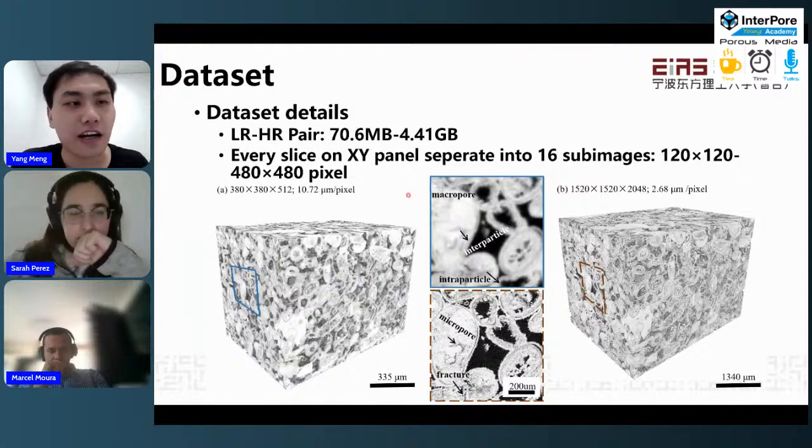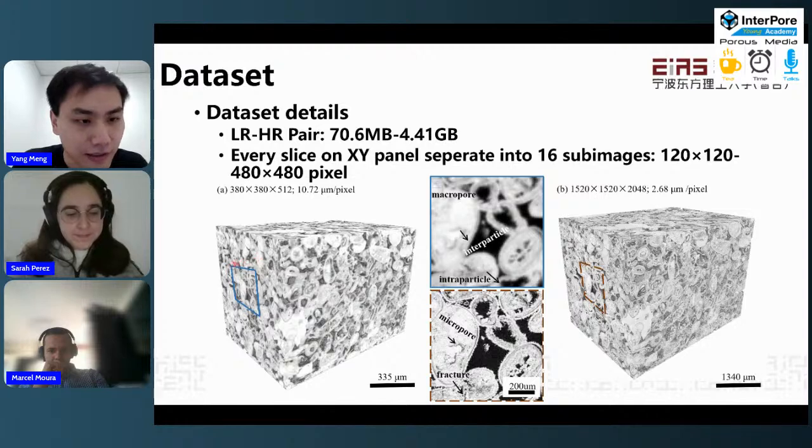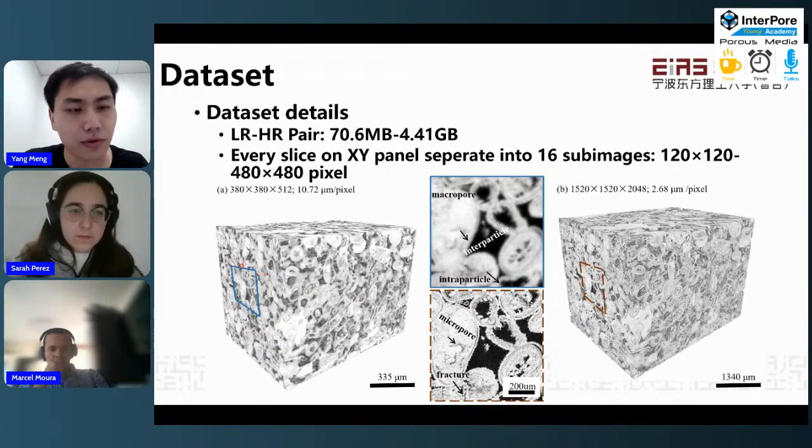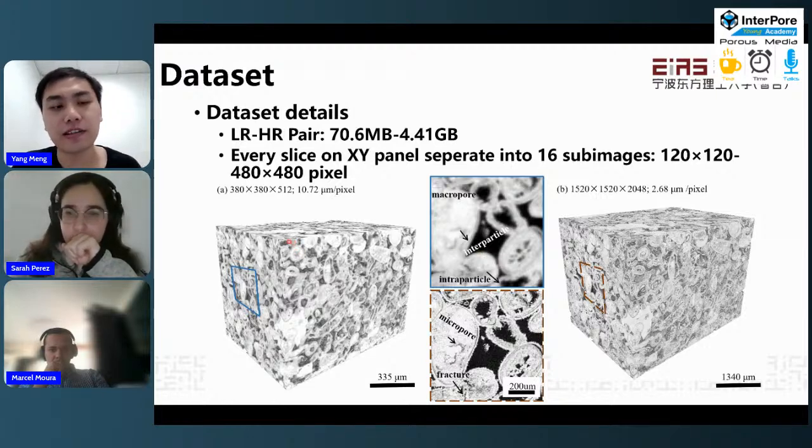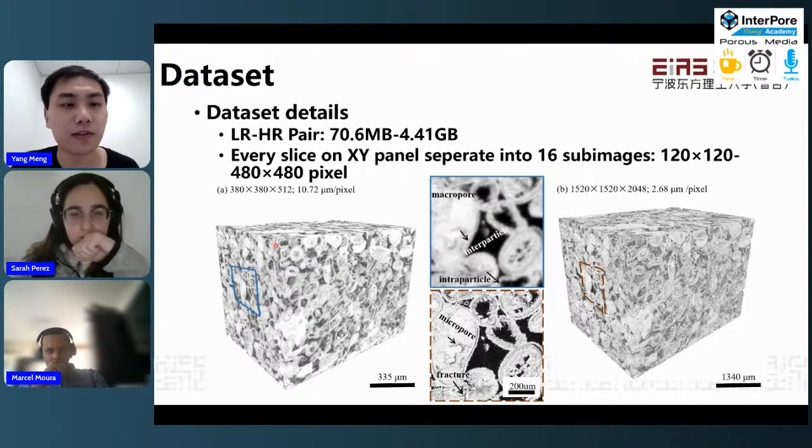Okay, let's talk about the detail of this data set. In the XY panel, you can see there is a blue window and a red window. This is on the XY panel of the macro CT scans. As for the first data set, the image on the XY panel is slightly huge, so we separate each slice in the XY panel, along the z-axis, into 16 sub-images for training. Smaller images are easier for training.